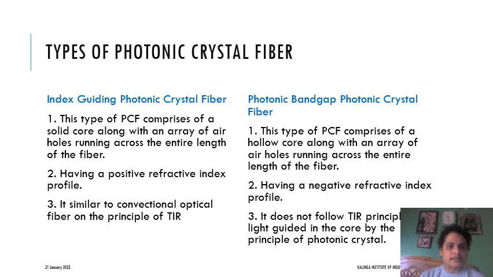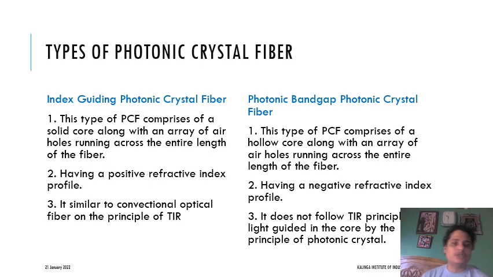Now coming to the index guiding photonic crystal fiber, as the core is completely solid in nature and is surrounded by air holes whose refractive index is 1, the entire cladding region is taken as silica. So if you take the resultant refractive index between the air holes and the silica, it is quite smaller than the refractive index of the core region. So this type of photonic crystal fiber possesses a positive refractive index profile.